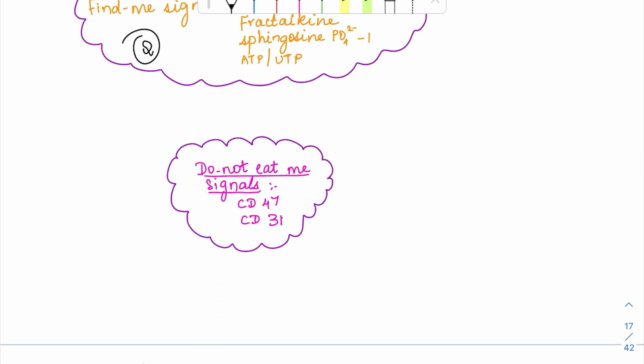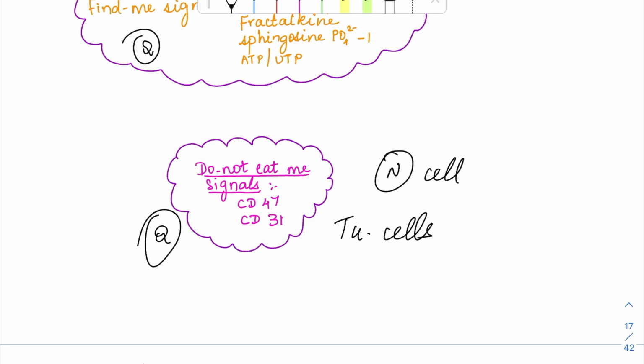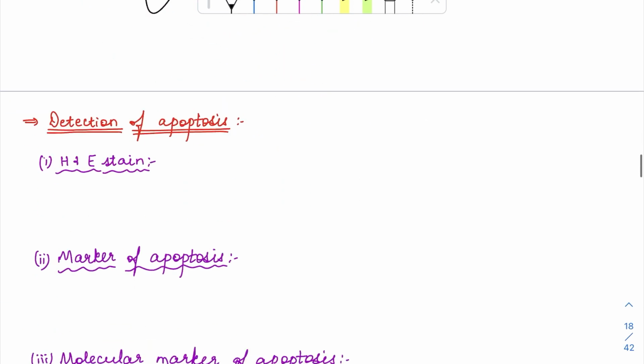Then there are also do not eat me signals, that is, like normal cells. With normal cells, we don't want apoptosis to happen, right? So the normal cells will express CD47 and CD31. When phagocytes which have the receptor recognize this as a normal cell, they'll leave them. So these are do not eat me signals. Tumor cells also use these signals and escape from apoptosis. One of the mechanisms by which tumor cells escape from dying is evading apoptosis, because they express these do not eat me signals, CD47 and CD31, and they escape from apoptosis.